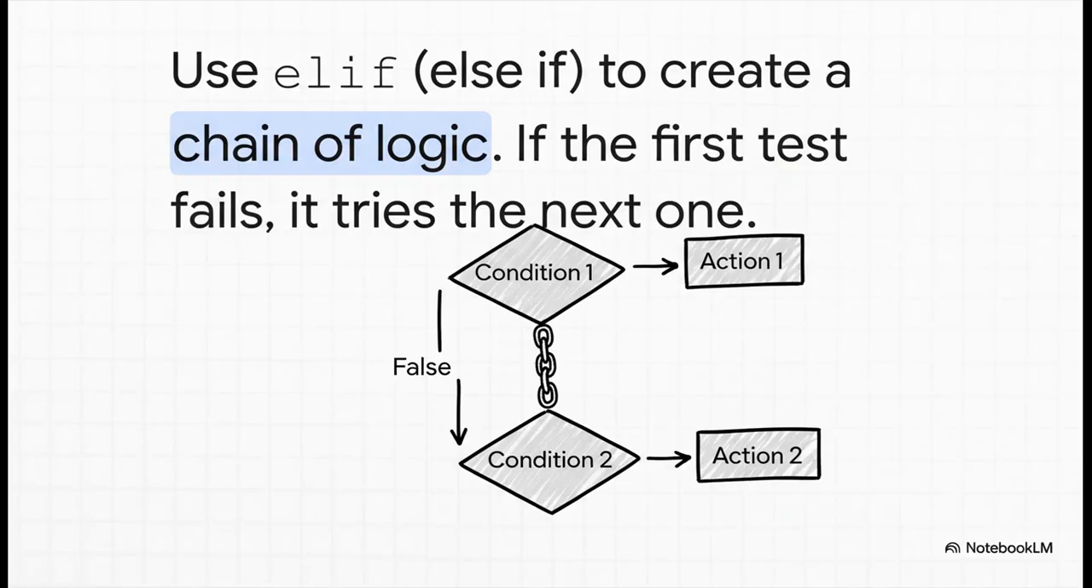Okay, but what happens if the score isn't 90 or above? We need another option, right? That's where elif comes in. It's just short for else if. So now our program has a chain of command. If the first test fails, it doesn't just give up. It moves right along to check the next condition in the list.